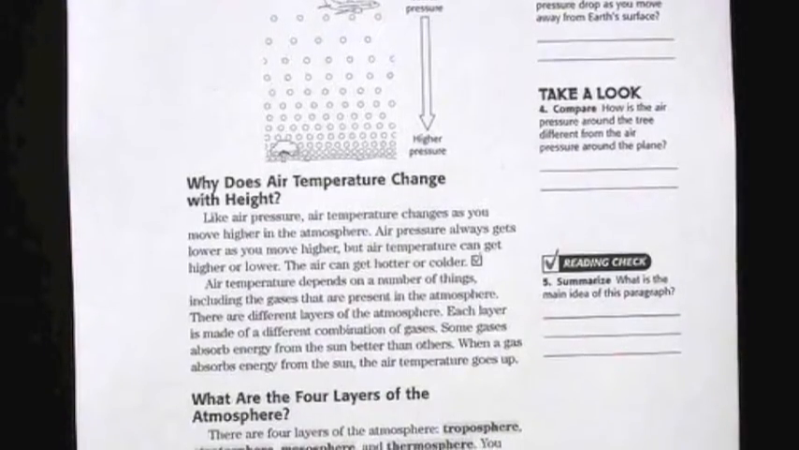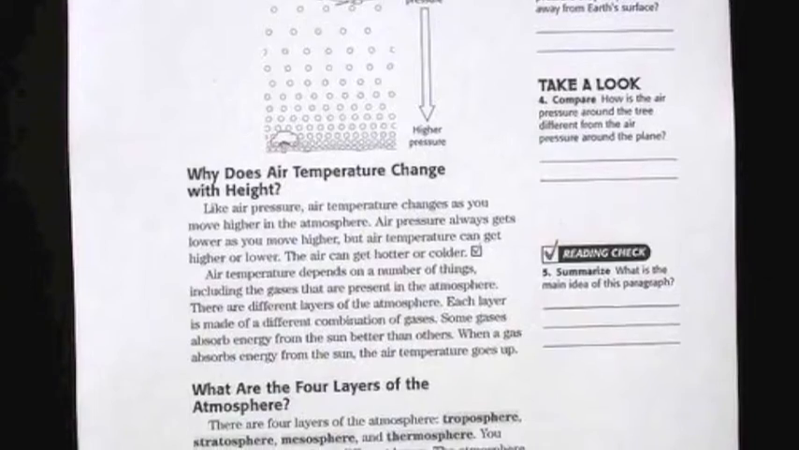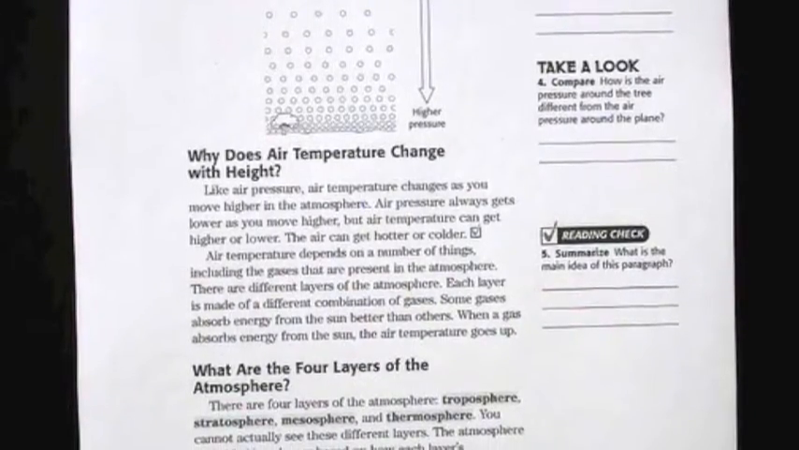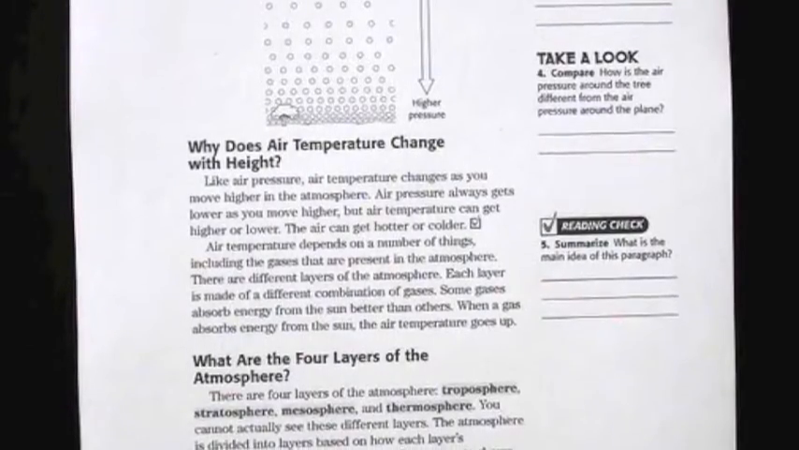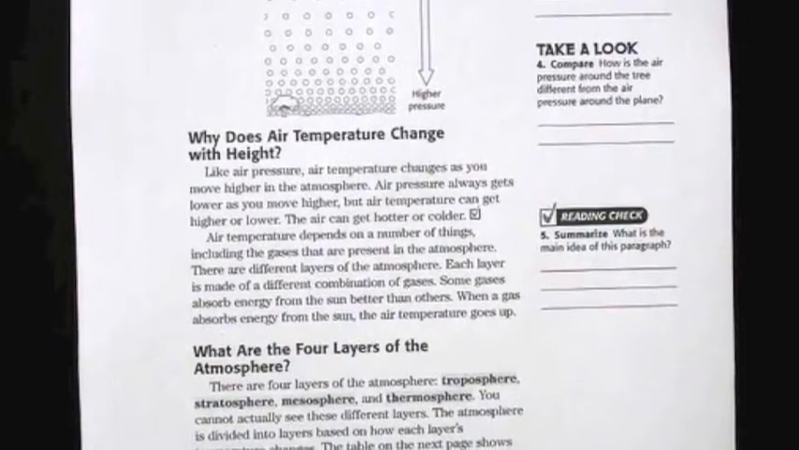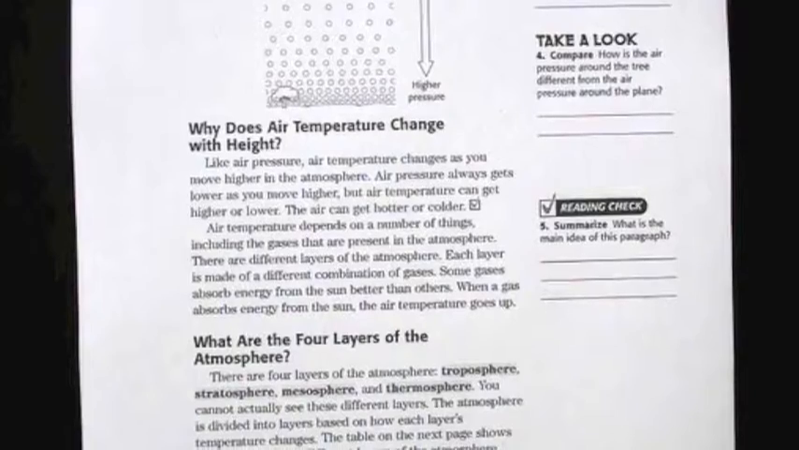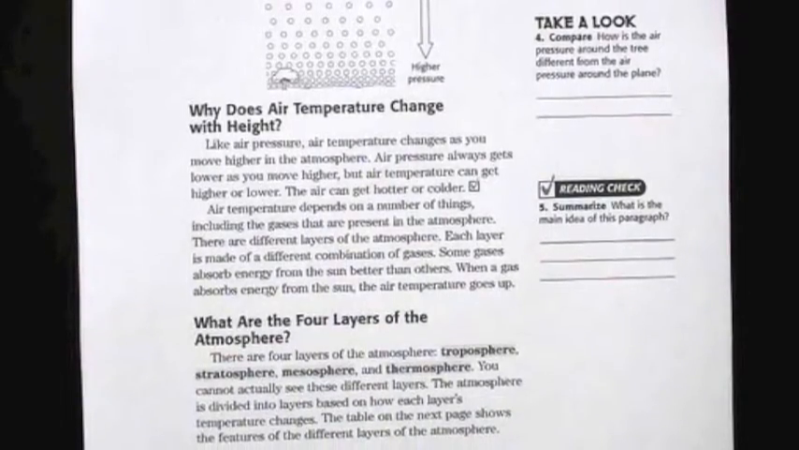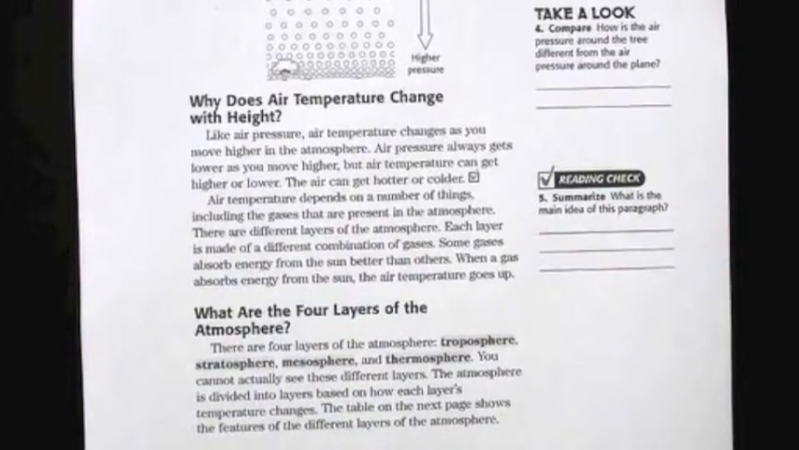What are the 4 layers of the atmosphere? There are 4 layers of the atmosphere: the troposphere, stratosphere, mesosphere, and thermosphere. You cannot actually see these different layers. The atmosphere is divided into layers based on how each layer's temperature changes. The table on the next page shows the features of the different layers of the atmosphere.